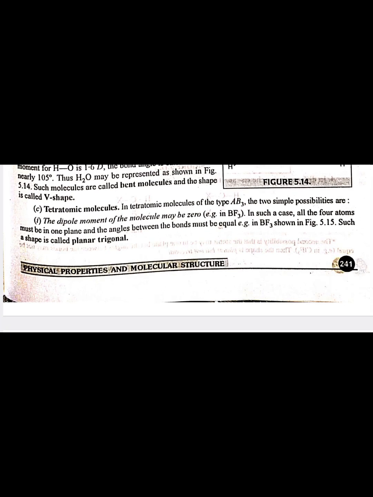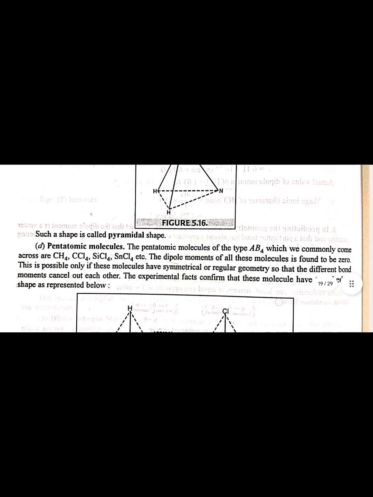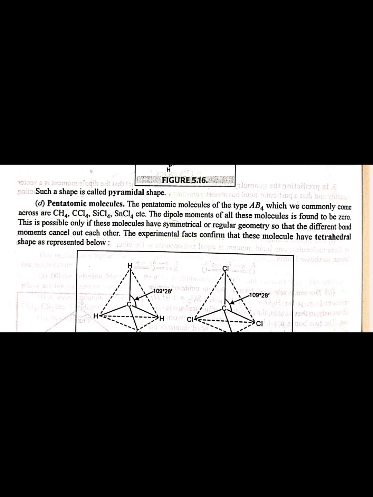C. Tetraatomic molecule. In a tetraatomic molecule of the type AB3, the two simple possibilities are: number 1, the dipole moment of the molecule may be zero, as in BF3. In such a case, all the four atoms must be in one plane and the angle between the bonds must be equal, as shown in BF3. Such a shape is called planar trigonal. Number 2, the molecule may have some definite value of dipole moment, for example NH3, PF3, PCl3. This indicates that one atom lies out of the plane of the rest of the atoms. For example, the molecule of NH3 may be represented as shown. Such a shape is called pyramidal shape.